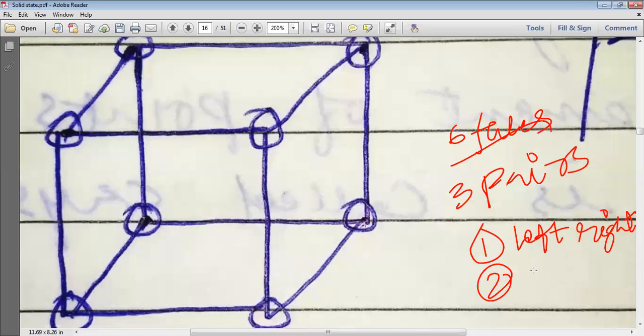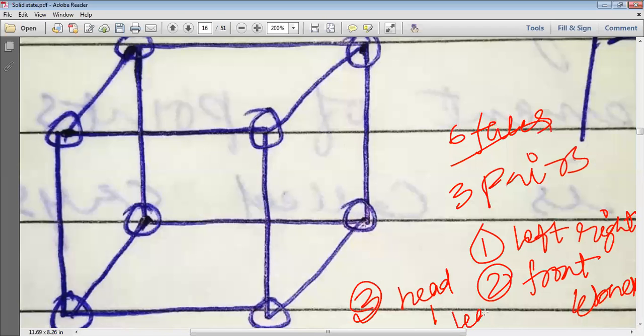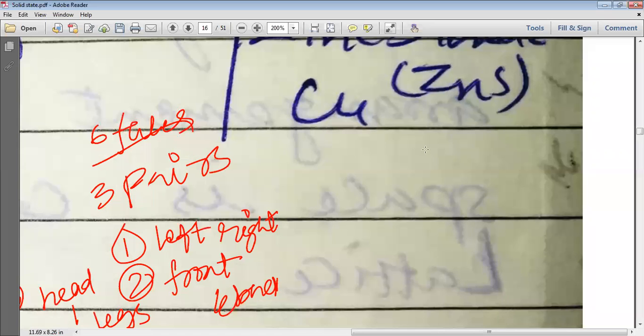Another pair is front and back. And the third pair is on the head and under the leg. So this is how, my dear students, we understand these 6 faces, and these 6 faces can be again divided into 3 pairs. One pair is on the left hand side and right hand side of yours if you are standing inside the unit cell.